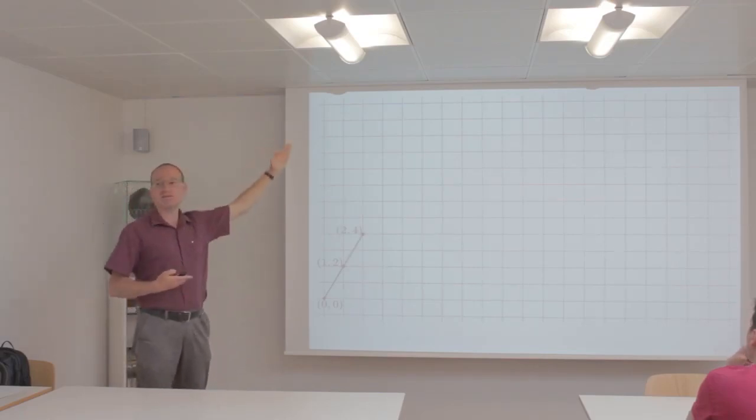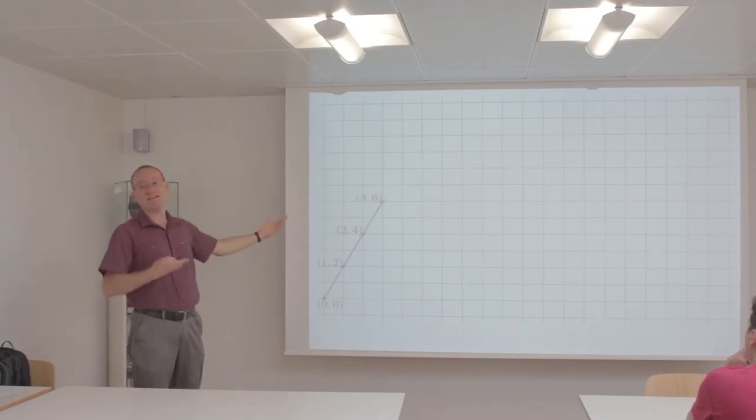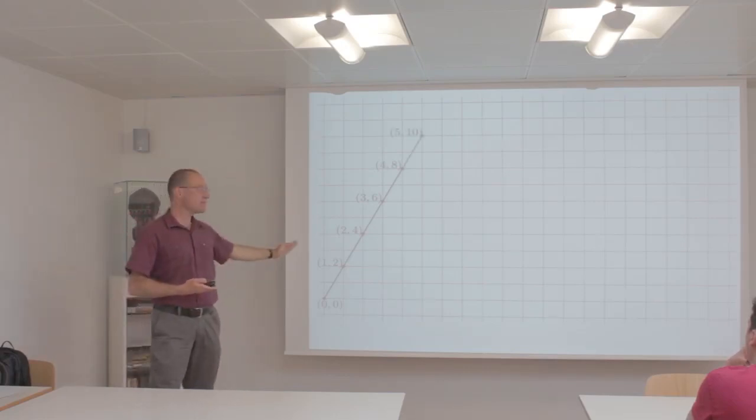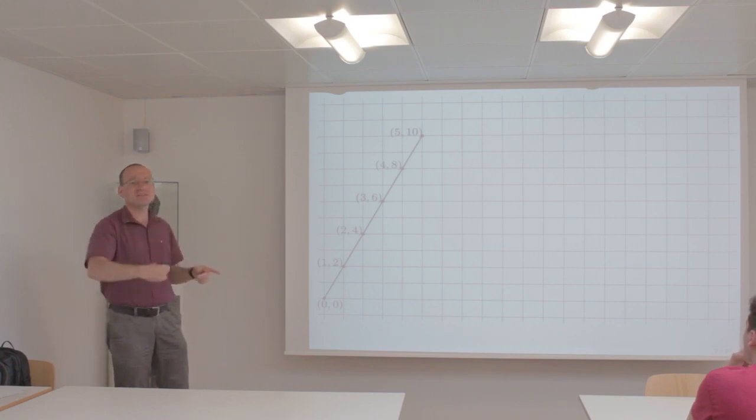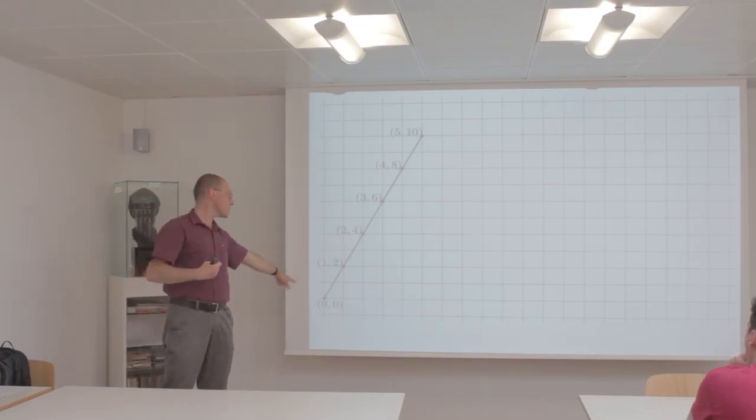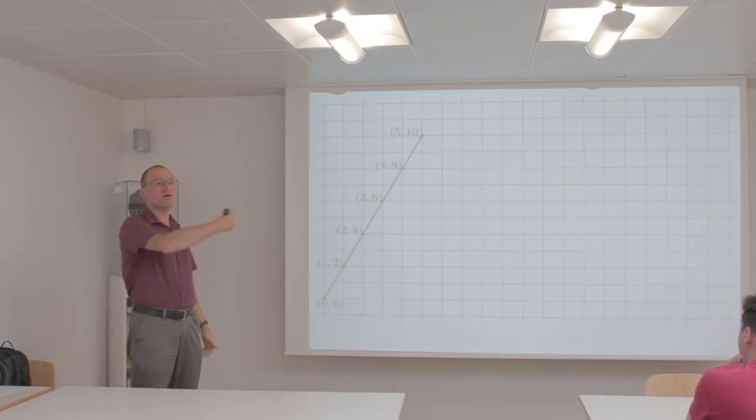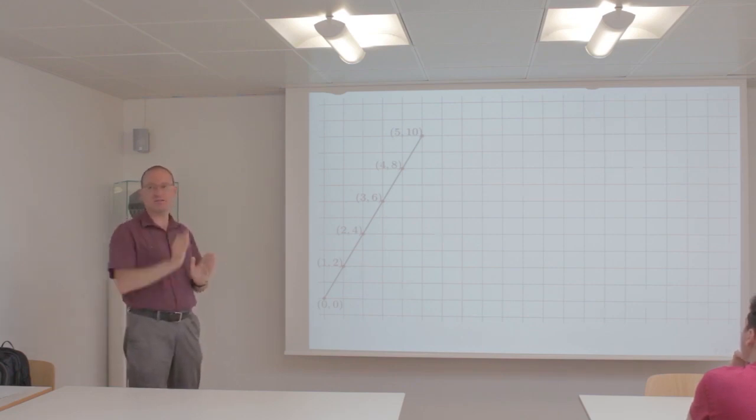Now if you continue along the line, what is the next lattice point you will see? 3, 6, absolutely. And then 4, 8, and then 5, 10, and so on. Once you hit the lattice point, you can keep going. You will see further lattice points, which are multiples of the first. 1, 2 is the first lattice point you see, and then 2, 4, 3, 6, 4, 8, 5, 10, and so on. You multiply it by 2, by 3, by 4, and so on. Multiply the vector.